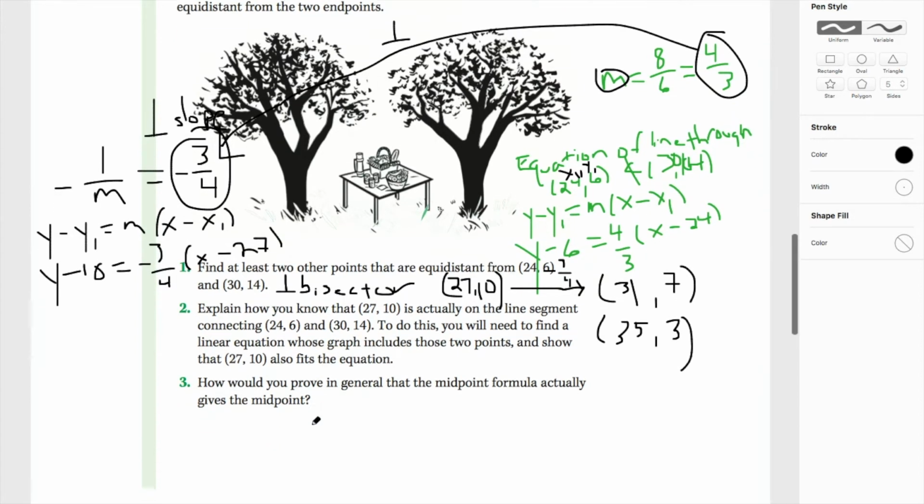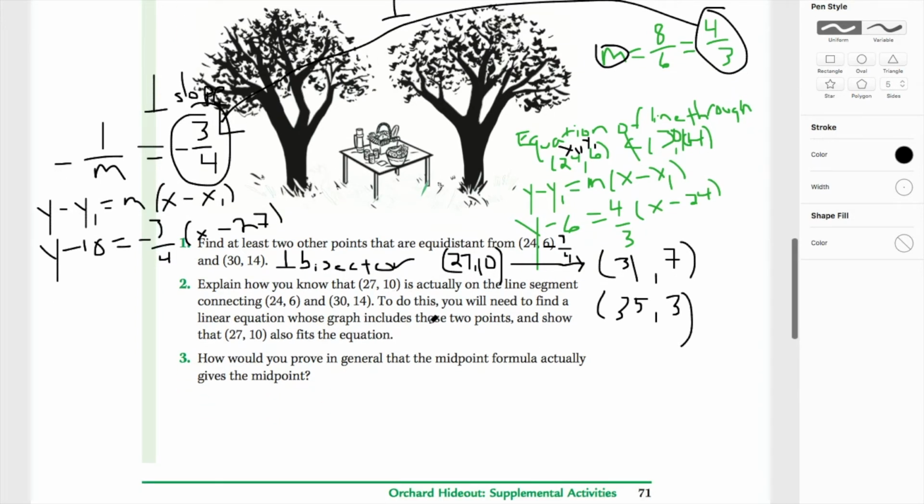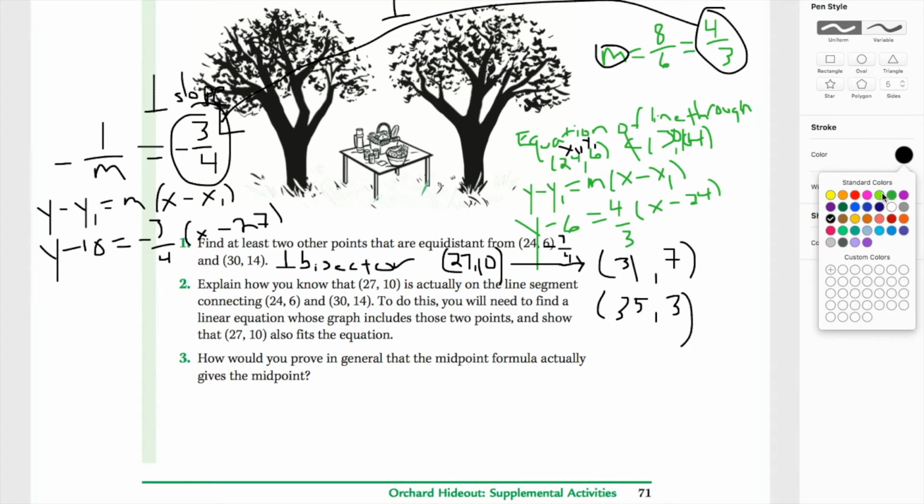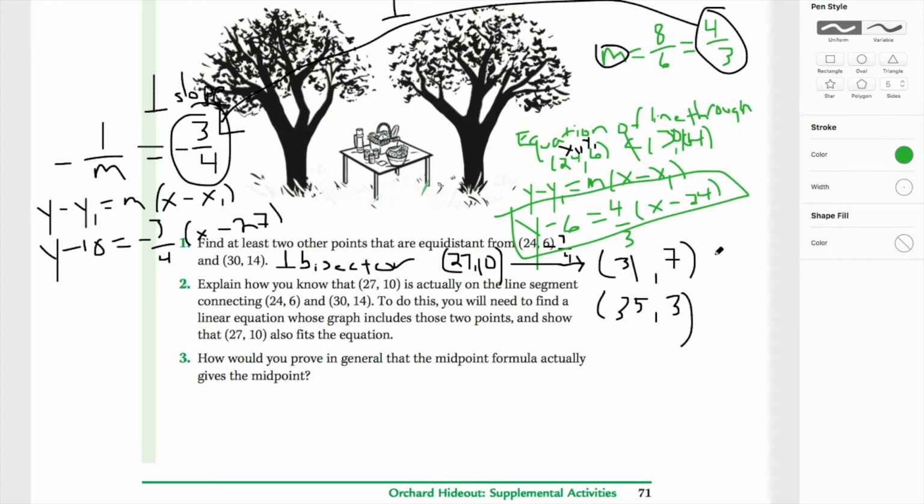Okay, number 2. Explain how you know that (27, 10) is actually on the line segment connecting this. Okay, I think we got this. To do this, you will need to find a linear equation whose graph includes those 2 points and show that (27, 10) also fits the equation, okay? So that's why I did this work up here. We already have this equation. It's up here, right? That's it.